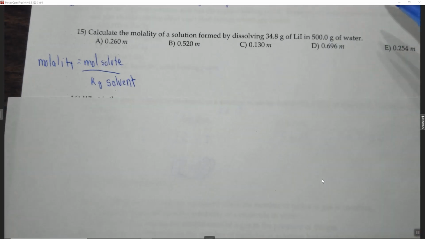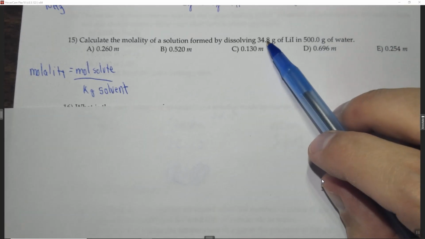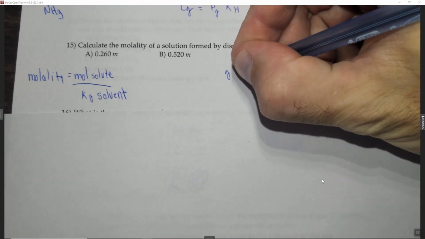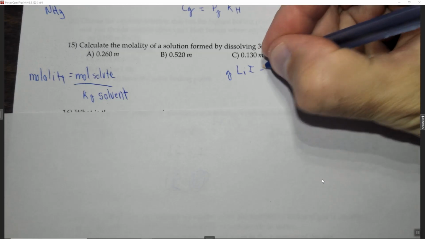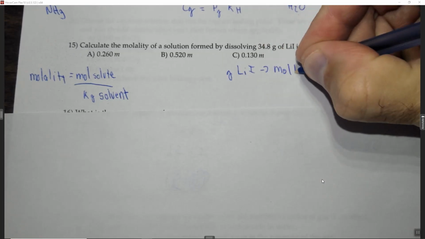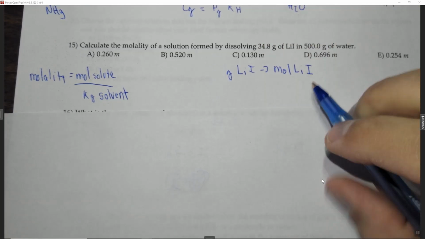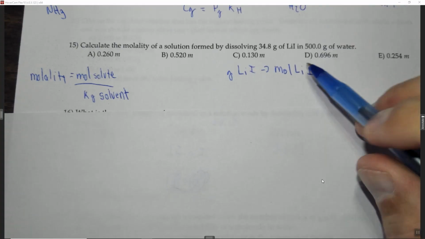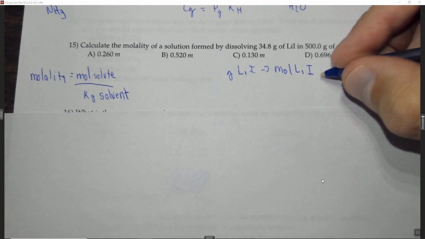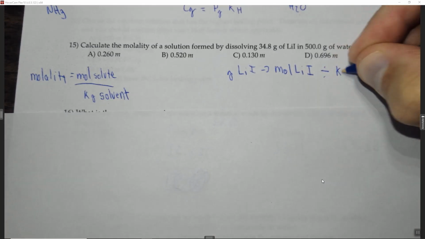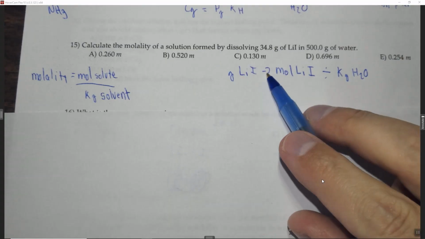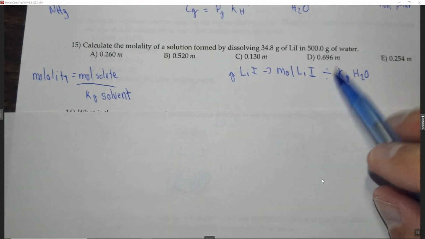But in this case, what we need to do is convert the grams of lithium iodide to moles of lithium iodide. So we're going to convert from grams to moles using the molar mass. All right, which we can just add up Li and I to find the molar mass. And then we can take that and divide by the kilograms of water to find the molality. Note that this is a dimensional analysis conversion. This is a new unit.